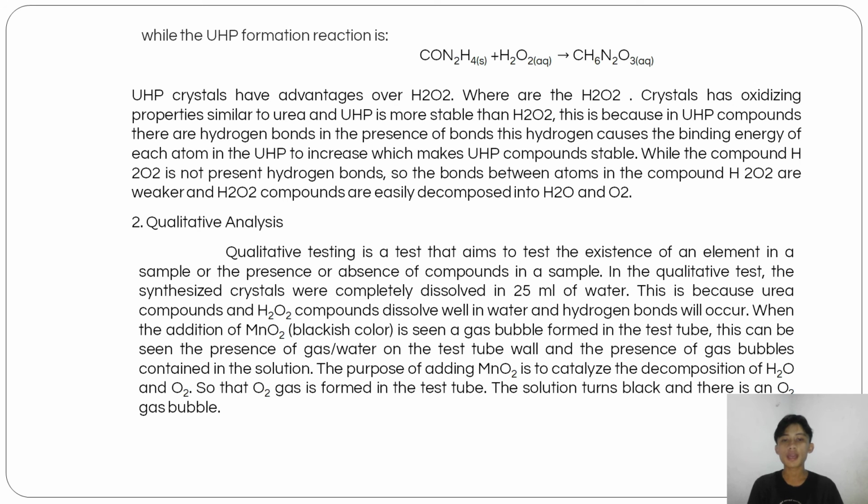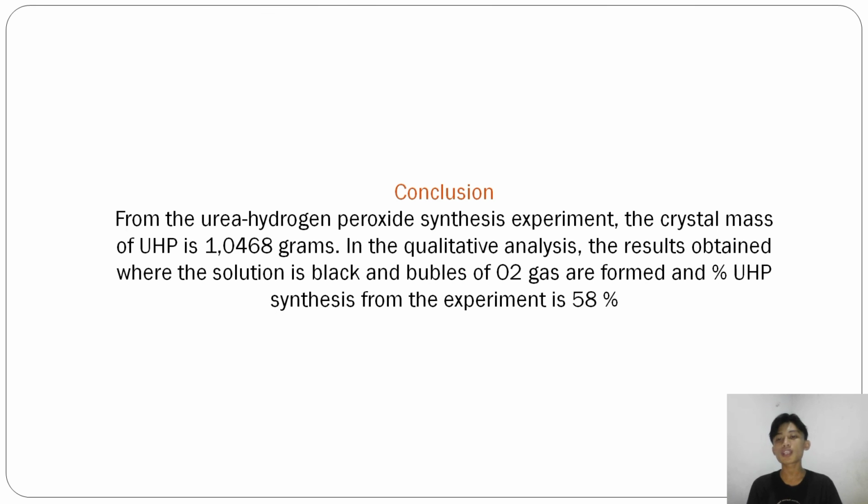The purpose of adding MnO2 is to catalyze the decomposition of H2O2 into H2O and O2, so that O2 gas is formed in the test tube. So the solution turns black and there's an oxygen gas bubble. Conclusion: from the urea hydrogen peroxide synthesis experiment, the crystal mass of UHP is 1.468 grams. In the qualitative analysis, the solution turned black and bubbles of oxygen gas were formed, and the percent yield of UHP synthesis from the experiment is 58%.